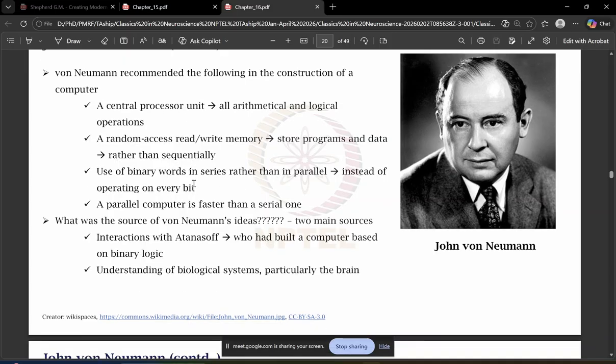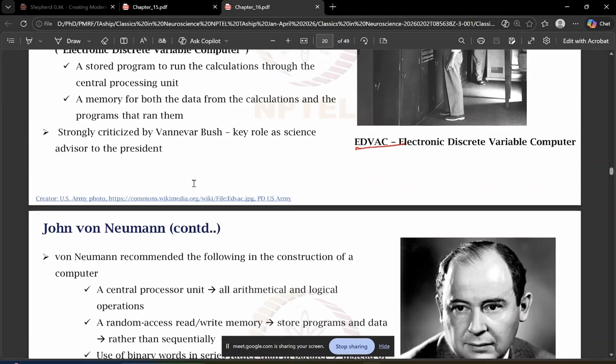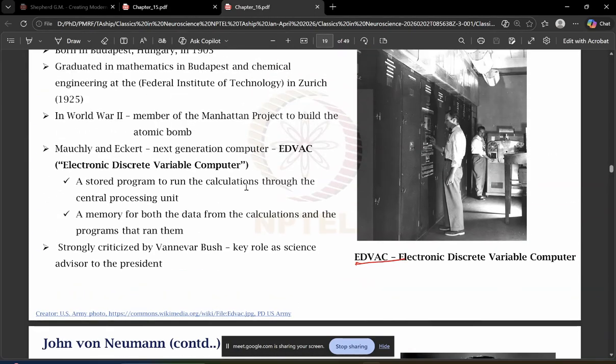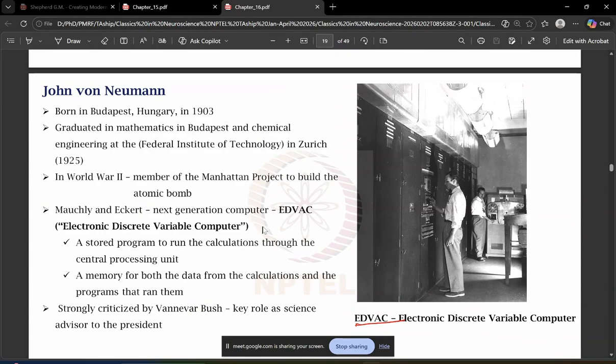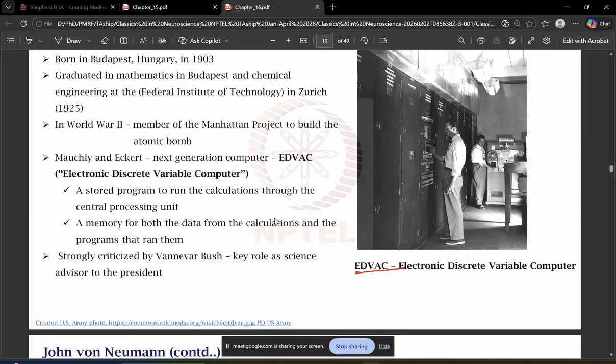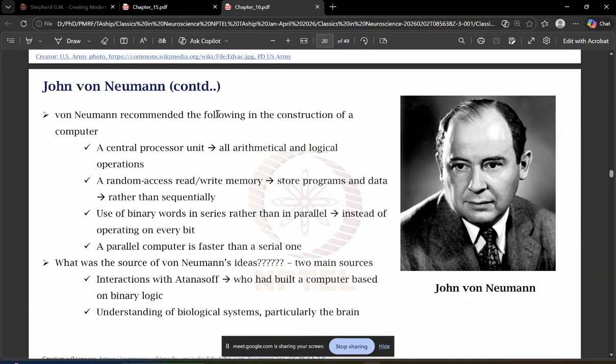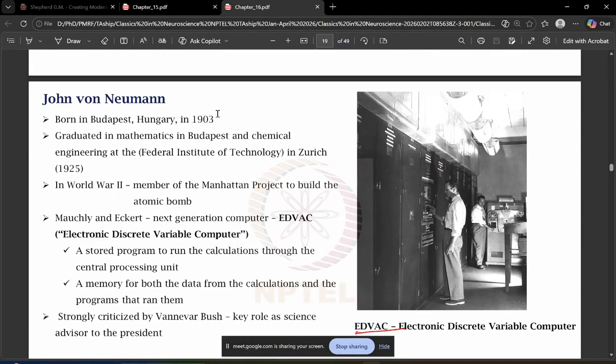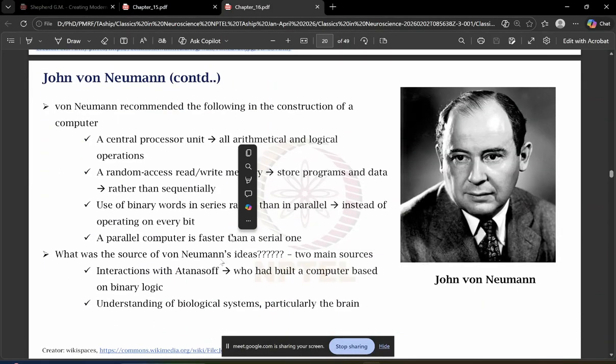So these are the recommendations that he made, and that brought in a lot of credibility and intellectual input for the design of EDVAC. And he also became extremely popular for his contribution to the invention or the making of EDVAC.